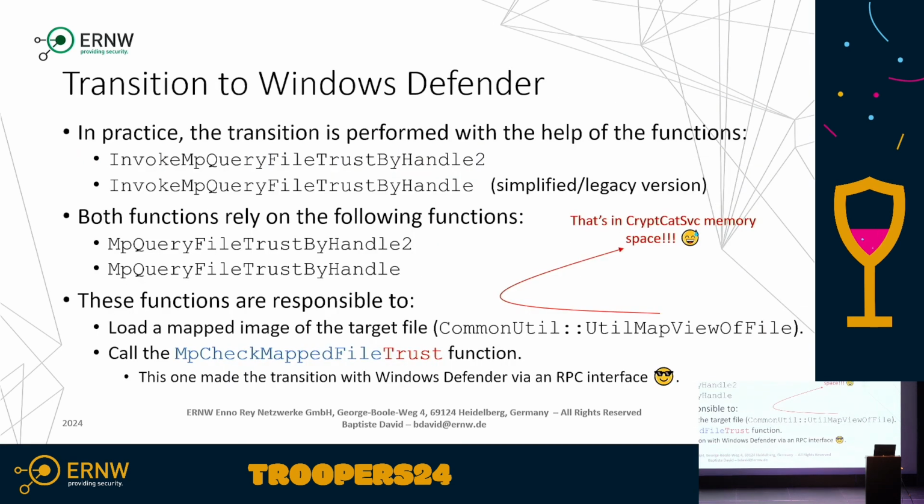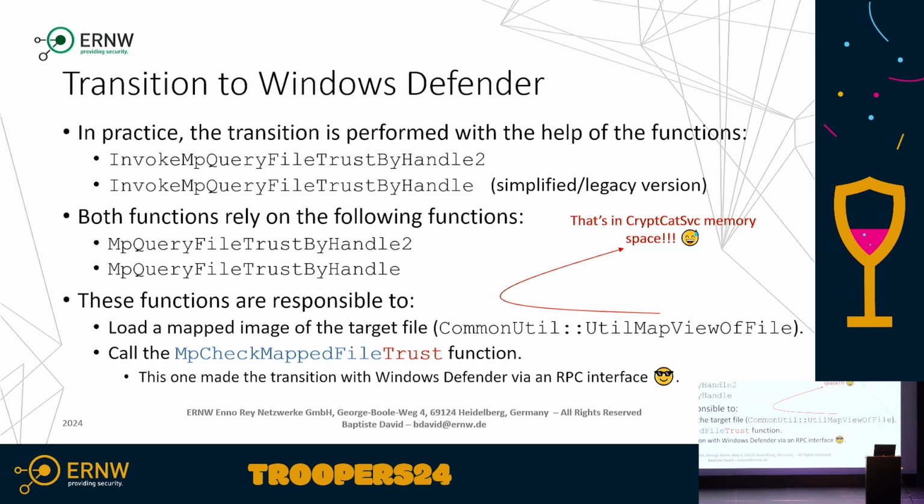Then, you remember you have function 2, function 1, so they are going to follow their path in parallel, but when function 2 doesn't work, it always tries a legacy function. So invoke MP query trust by handle is going to call MP query file trust by handle, and so on. These functions are responsible to do two things.